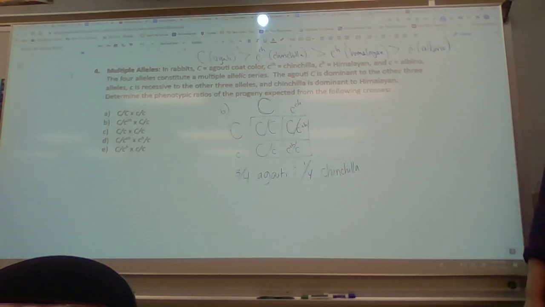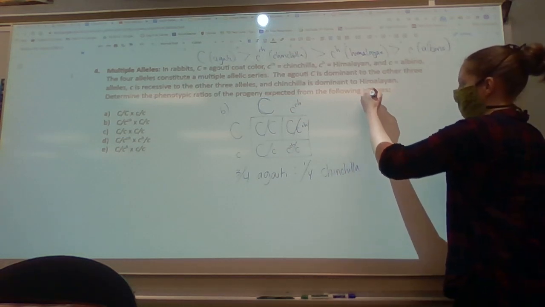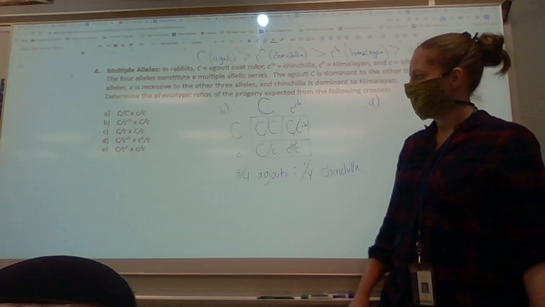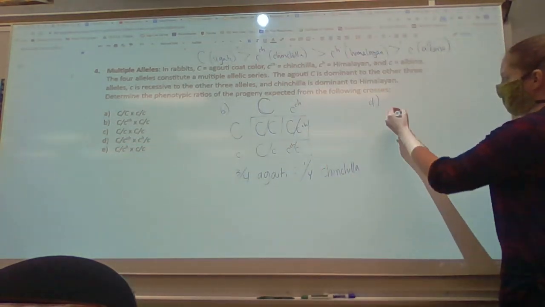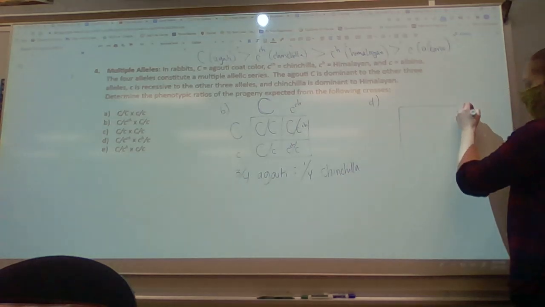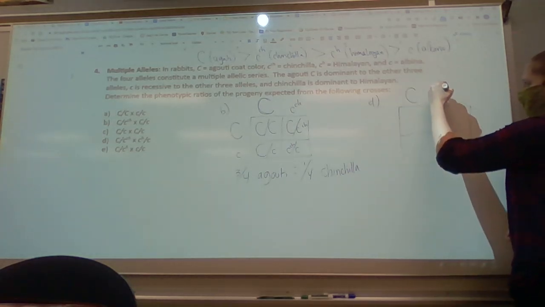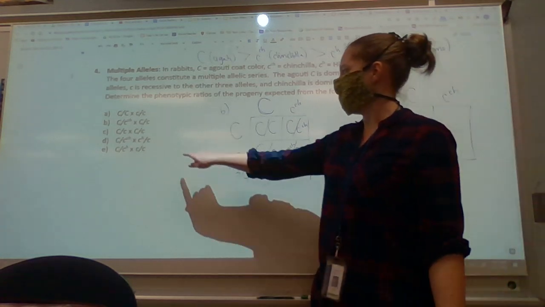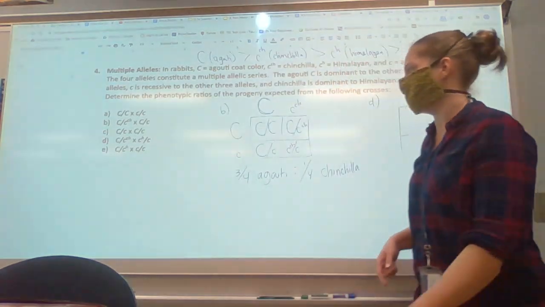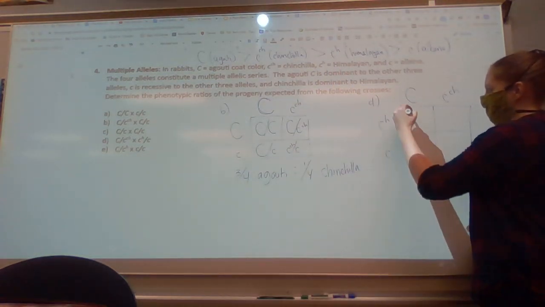And then let's go ahead and do D also. We'll do D and D. So D, parent 1 is a Goody. They're heterozygous, just like this one, for the Goody allele and the chinchilla. And parent 2 is Himalayan, right? They're heterozygous for the Himalayan allele and the albino allele.